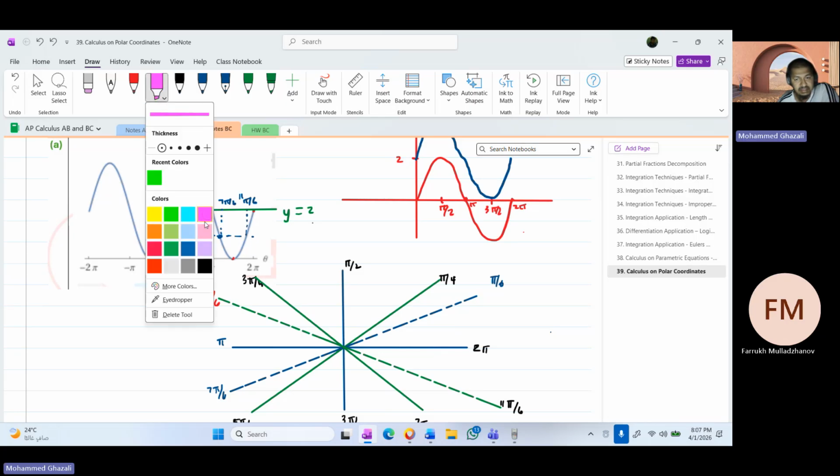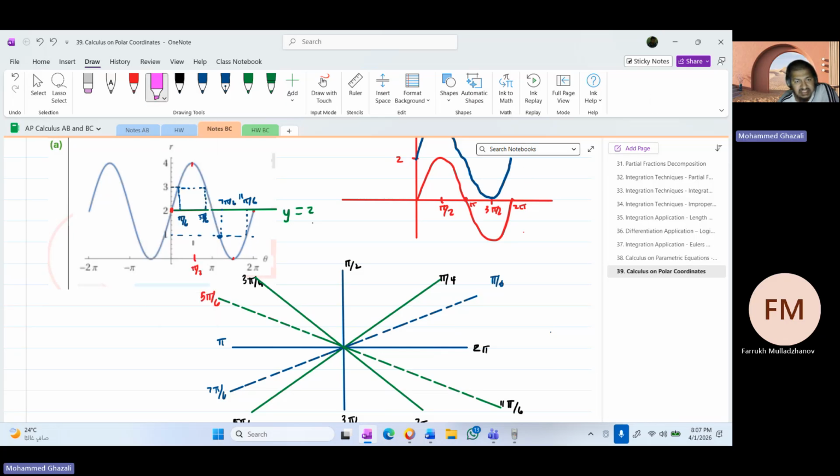Let me draw it in a purple color. So when theta value is 0, the radius is 2, isn't it? Let me mark off 2 there. So 0 and 2 is right here at that point. That's my starting point. When the value is pi by 6, the radius becomes bigger, it becomes 3. So that's 2, that is 3. When the value is pi by 2, then the radius becomes 4.